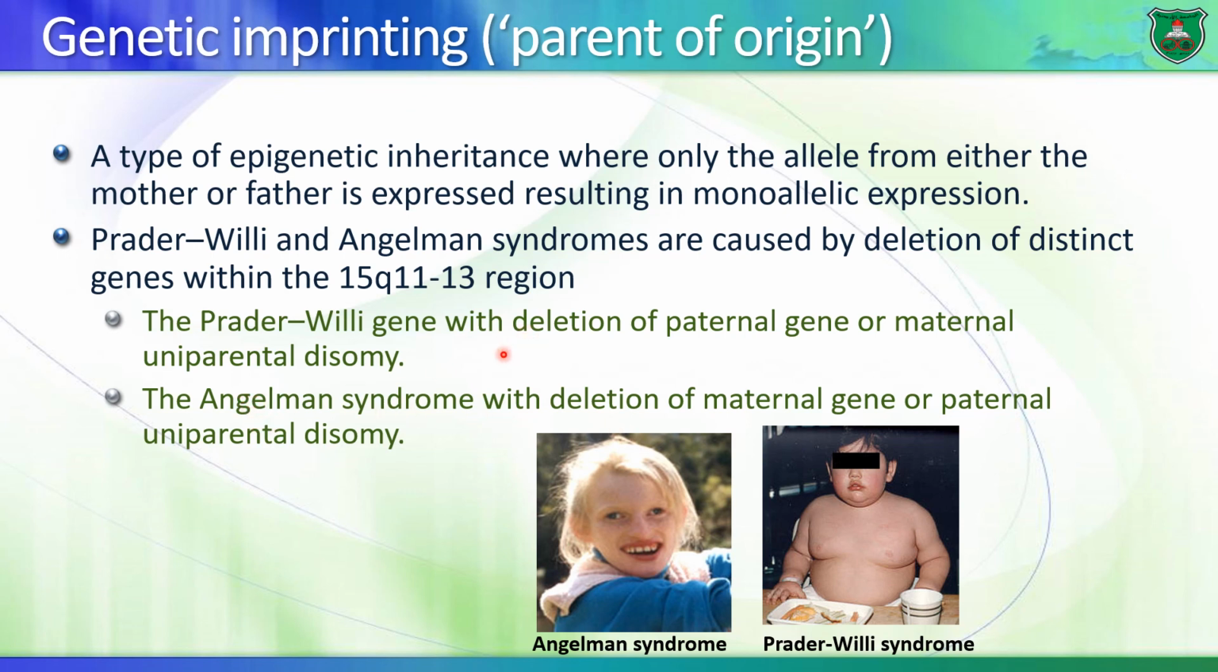Another reason for having Prader-Willi syndrome or Angelman syndrome is uniparental disomy. That is, if you have both chromosomes 15 coming from the mother, not the father, then this individual would have Prader-Willi syndrome. Same thing with Angelman syndrome: if there is paternal uniparental disomy, meaning that there is no maternal allele, then this person would have Angelman syndrome.